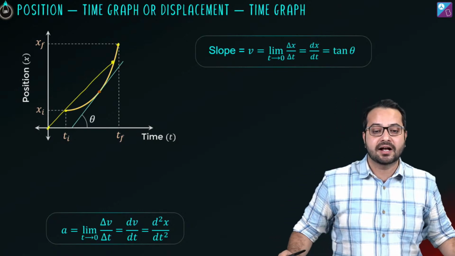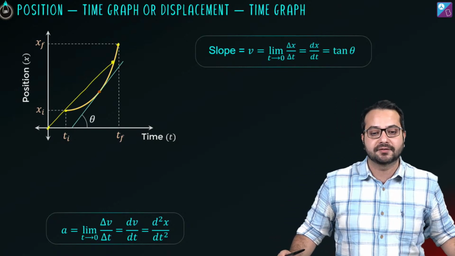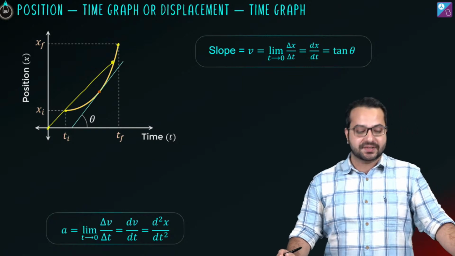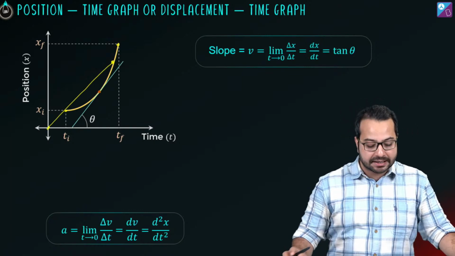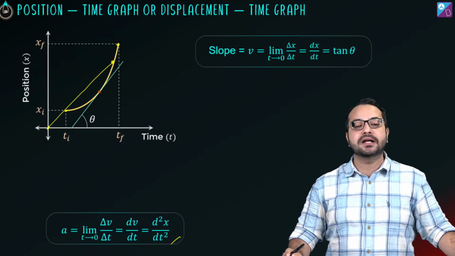Yes, now it clicked. Okay, double differential makes it acceleration. So acceleration is delta v by delta t or d square x by dt square.